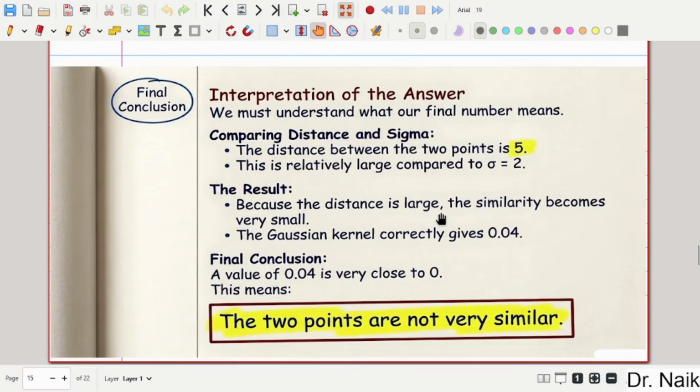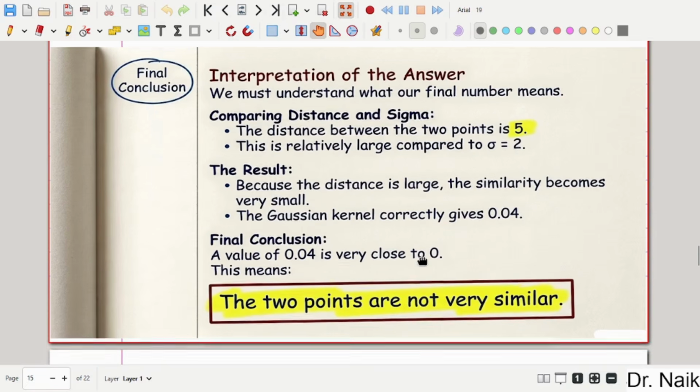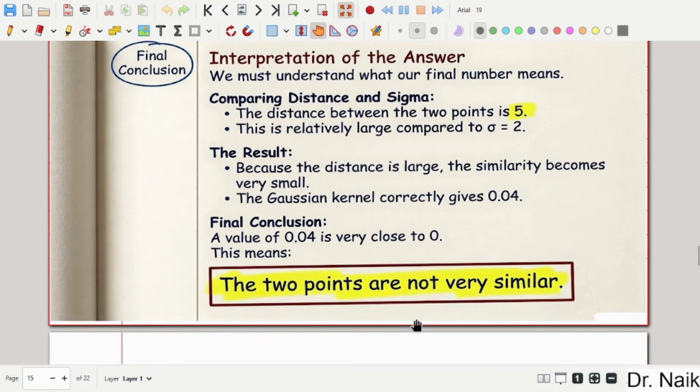Now interpret this answer. The distance between the 2 points is 5. This is relatively large as compared to sigma equal to 2. Because the distance is large, the similarity becomes very small. The Gaussian kernel correctly gives it as 0.05. Because 0.05 is very close to 0, we can say that the 2 points are not very similar.